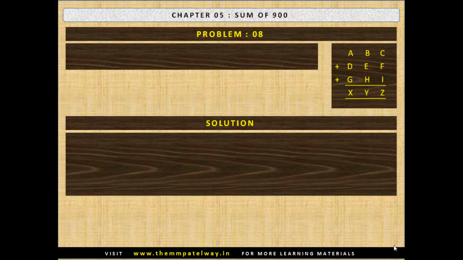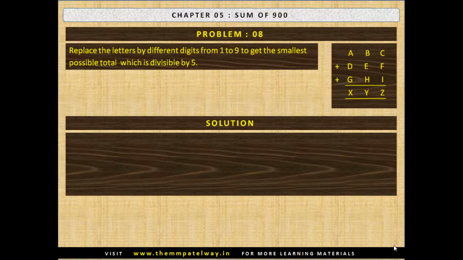Problem number 8. Replace the letters by different digits from 1 to 9 to get the smallest possible total which is divisible by 5. Now stop the video and solve the problem. The answer is, the smallest possible total which is divisible by 5 is 810.